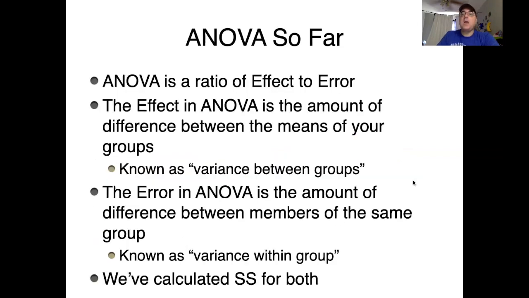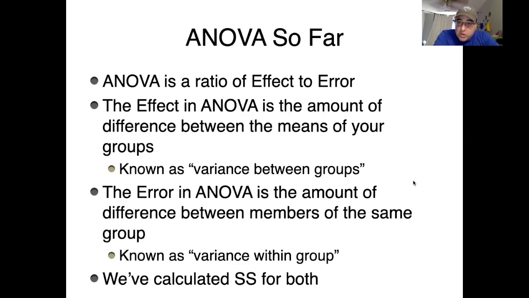All right? So take a step back, take a breather, and talk about what we've done so far. Analysis of variance is a ratio of effect to error. The effect in an ANOVA is the amount of difference between the means of your groups. We are going to calculate the variance between groups. So far, all we have is the sum of squares.